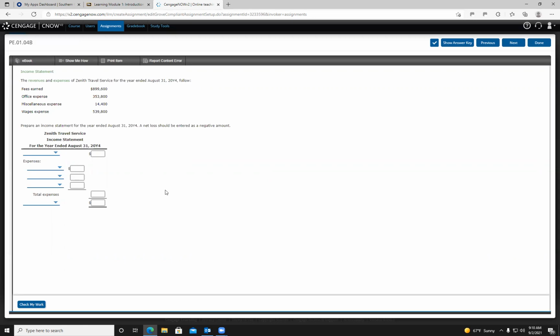All right, so again, it gives us the revenues and expenses of Zenith Travel Services. It's already provided the labels for us, so we don't have to put any labels in, but it is going to ask us to fill in these blanks. So the first thing we do is we always start with our revenues, correct? So our revenues is fees earned, and the value of our revenue was 189,600. So we plug that in. Then it says list your expenses. Again, remember, we always start with our highest and go to our lowest. Our highest is wages. So we'll put in our wages expense, which is 539,800.